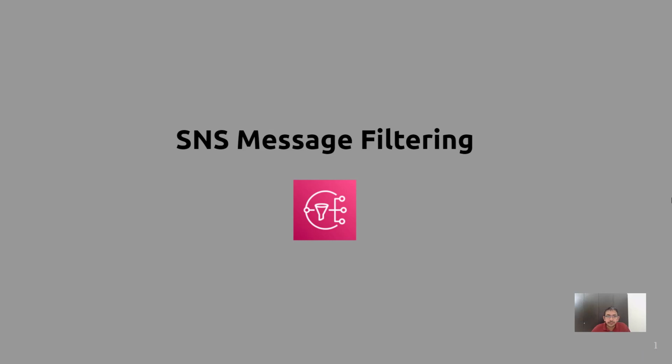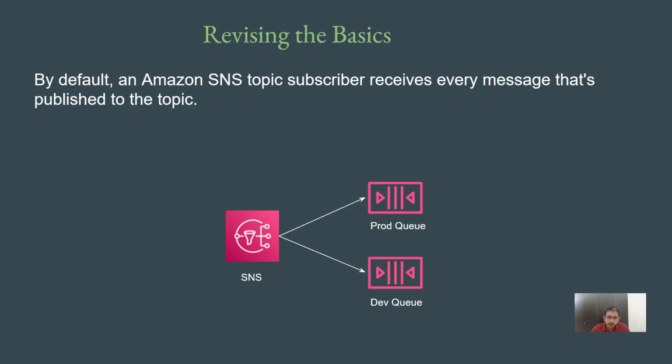Now in today's video we are going to discuss SNS topic filtering. In the default settings, whenever you send a message to the SNS topic, the message is forwarded to all of the subscriber endpoints. For example, let's say that you have sent a hello world message to the SNS topic, and at this stage there are two subscribers. You have a prod SQS queue and a dev SQS queue. So this hello world message will go to both the prod as well as the dev queue. So this is the default way in which SNS works.